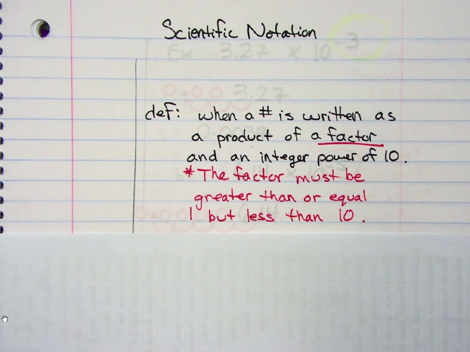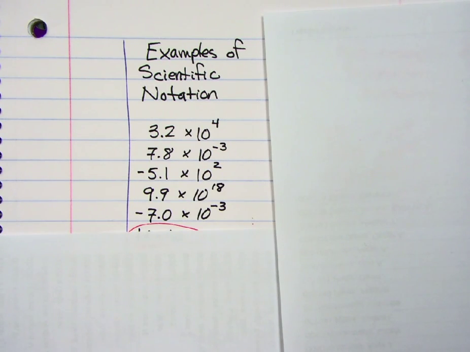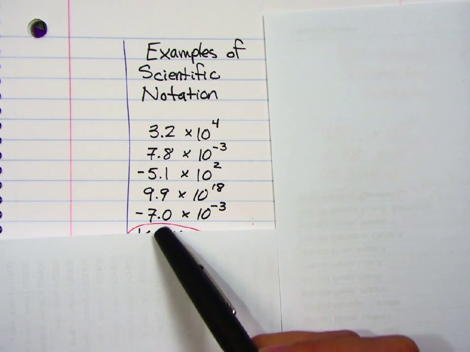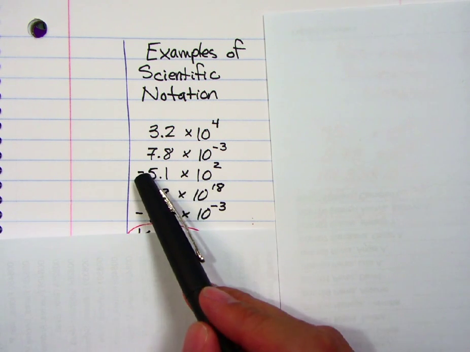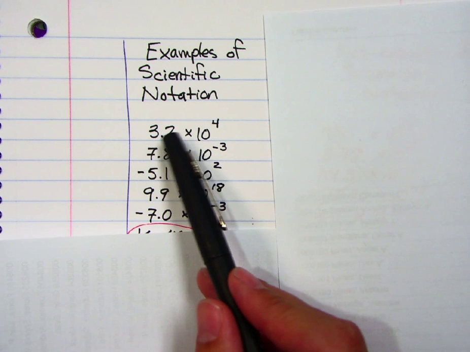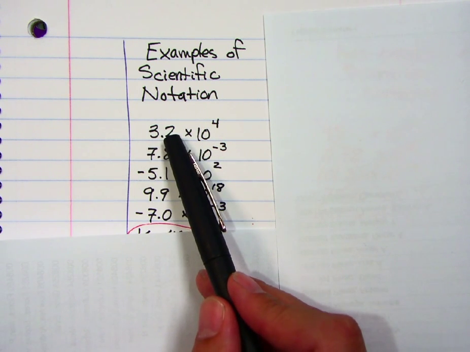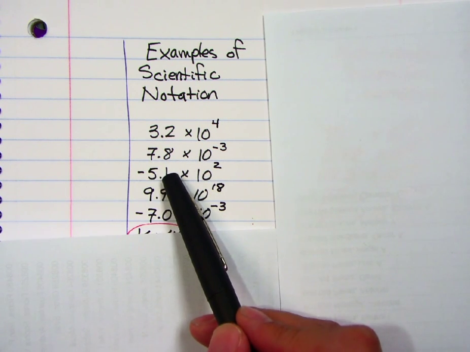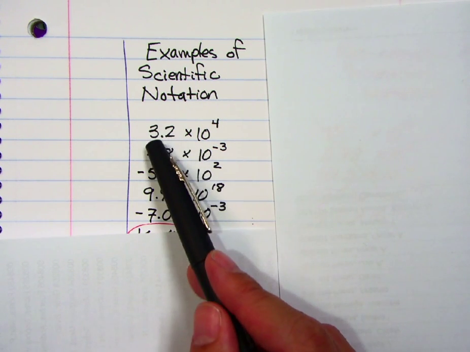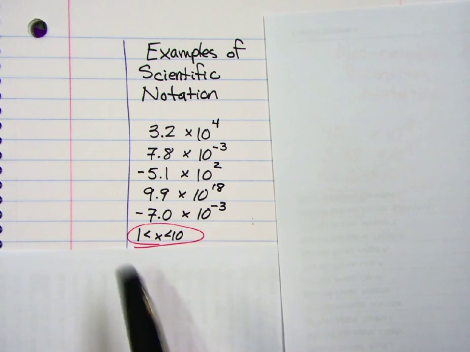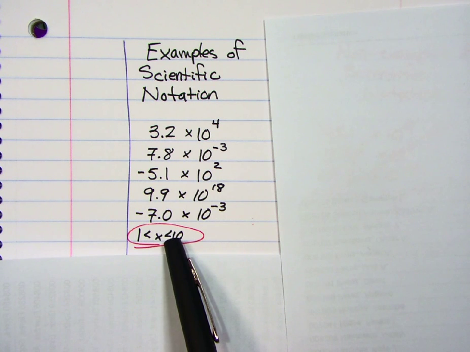So I'm going to show you what that looks like. Here are some examples of scientific notation. Notice the factor, the front part: all these numbers are between 1 and 10, even though one has a negative, it's okay, between negative 1 and 10, I'm sorry. So 3.2, yes, between 1 and 10. 7.8, between 1 and 10. 5.1, between 1 and 10. Notice all of them have one digit and then the decimal. Okay, so those are the factors. The factors themselves have to be between 1 and 10.